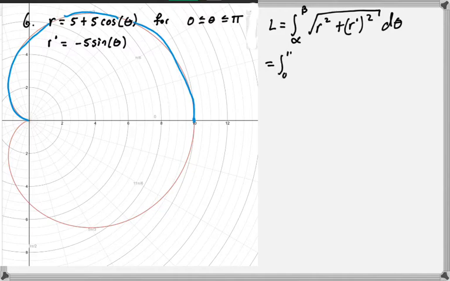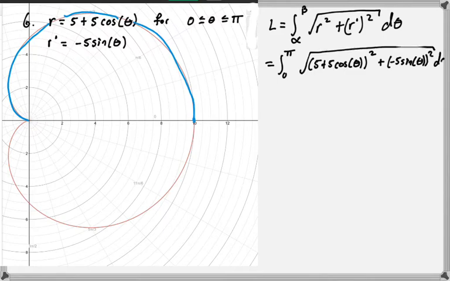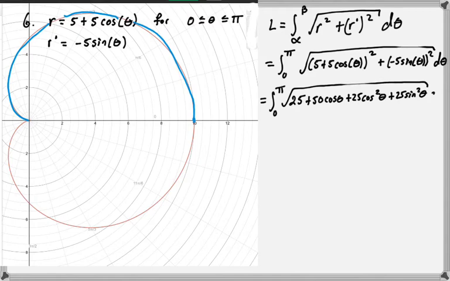Okay, so we have the integral from 0 to pi of the square root of (5 plus 5 cosine theta) squared plus (negative 5 sine theta) squared d theta. So it's going to be equal to the integral from 0 to pi of the square root of 25 plus 50 cosine theta plus 25 cosine squared theta plus 25 sine squared theta d theta.